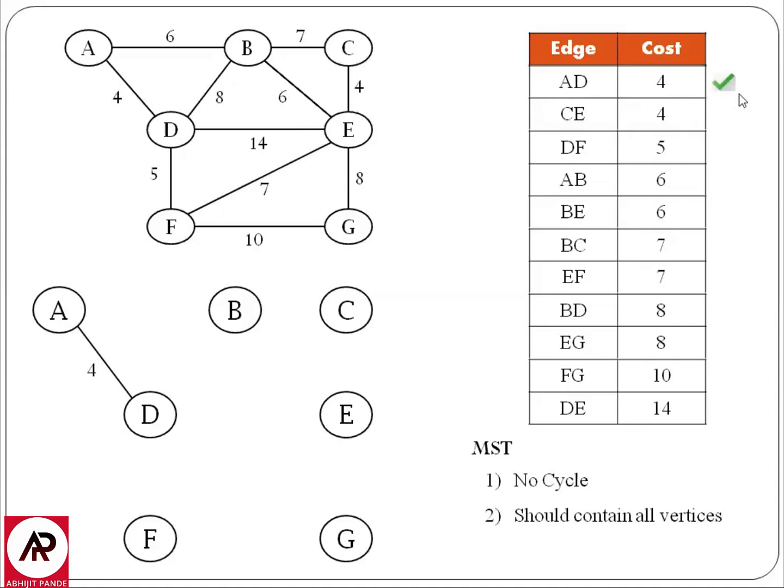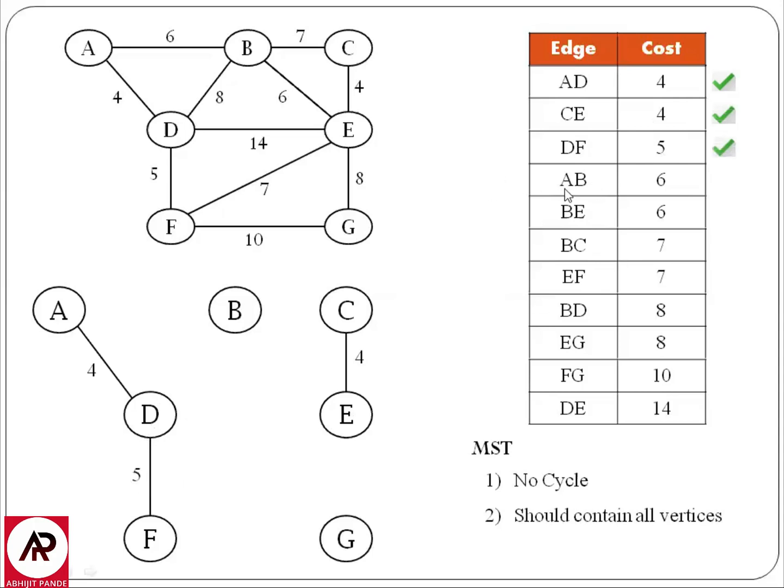So the next one is CE. Again, I have marked CE here. The next edge is DF, having the cost 5. If I consider DF, then there is no cycle, so I can consider it. So DF I have joined and marked it as an allowed one.